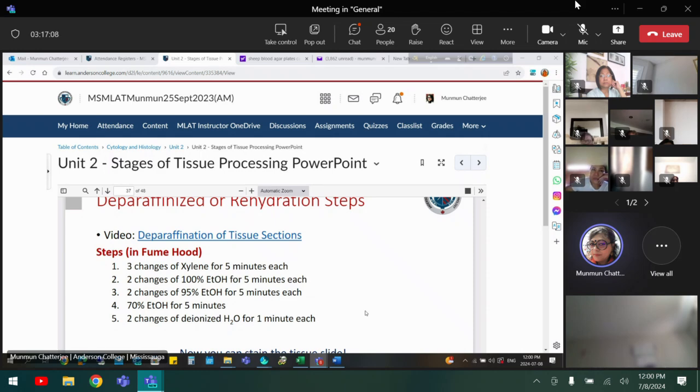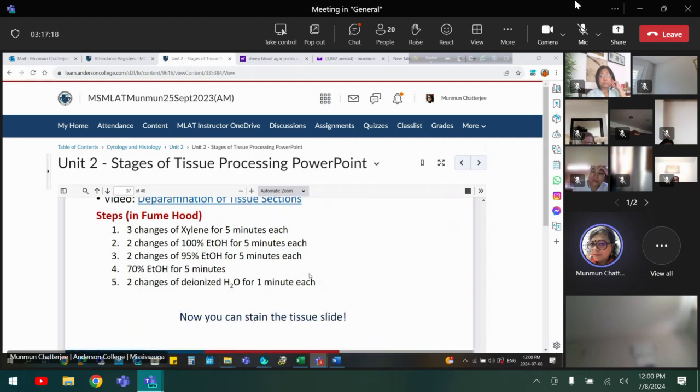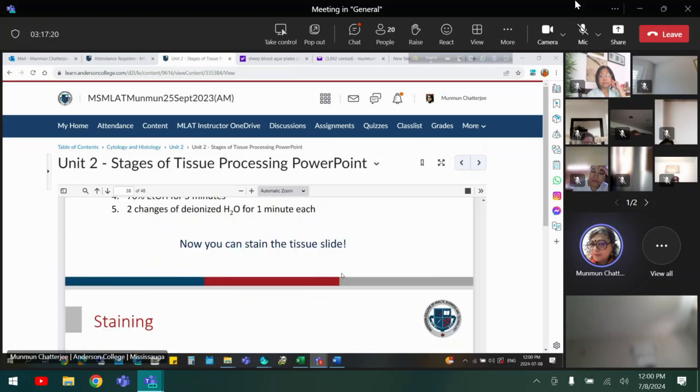Now the tissues, all the paraffin and other things have gone, and the tissues are good to get the penetration of the dye. And then ultimately you are going to use deionized water for 1 minute each. Now you can stain the tissue slide.